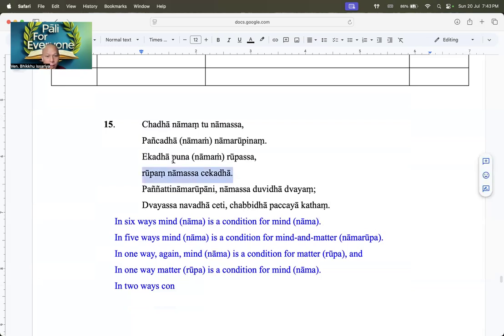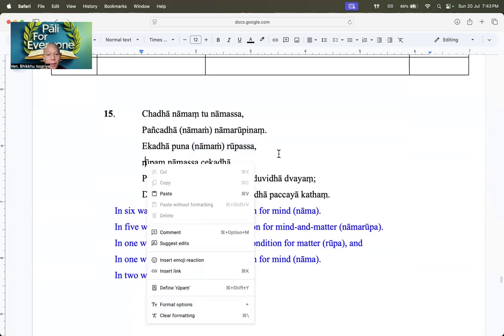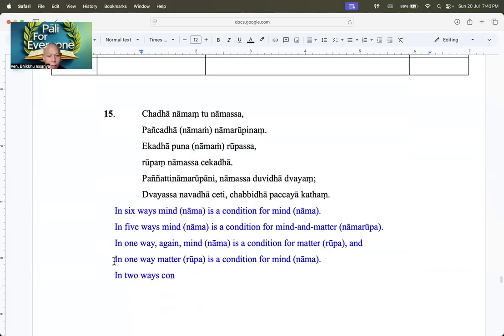So here also Ikada. Here also Ikada, you see? In one way, mind is condition for the Rupa, Naman, Rupasa, and then Ruban Namasa Ikada. So in one way, Rupa is condition for the Nama. So now four lines we finish, you see.